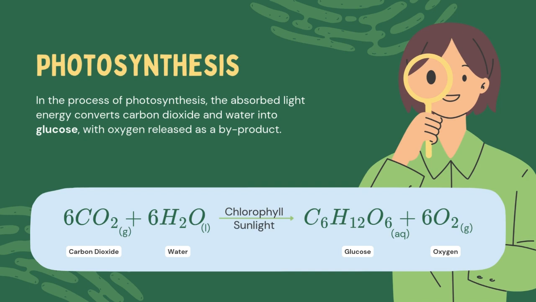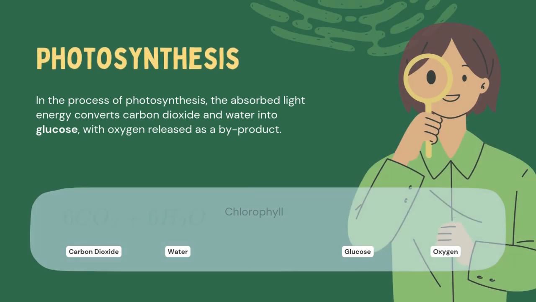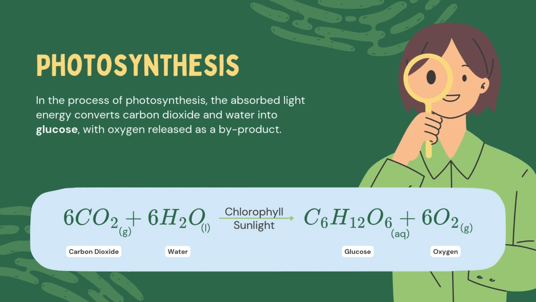Photosynthesis. In the process of photosynthesis, the absorbed light energy converts carbon dioxide and water into glucose, with oxygen released as a byproduct. Carbon dioxide, water, glucose, oxygen.